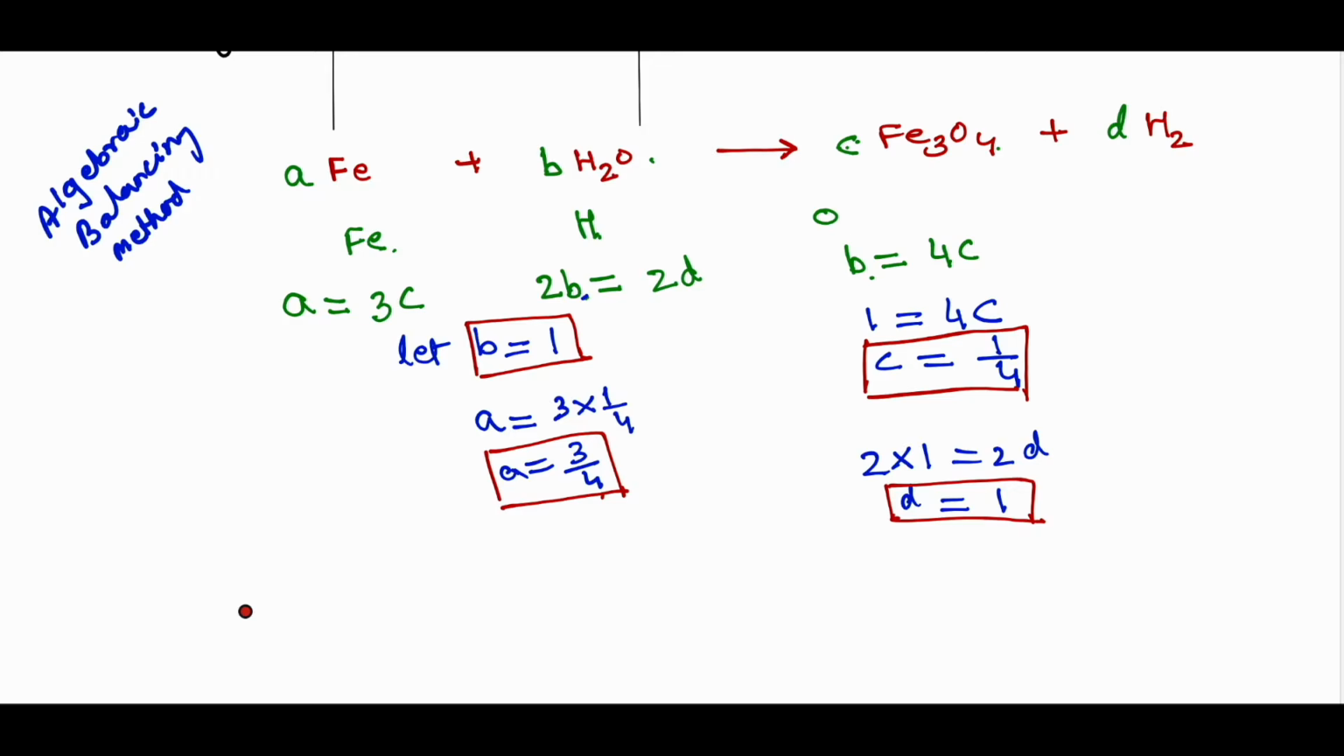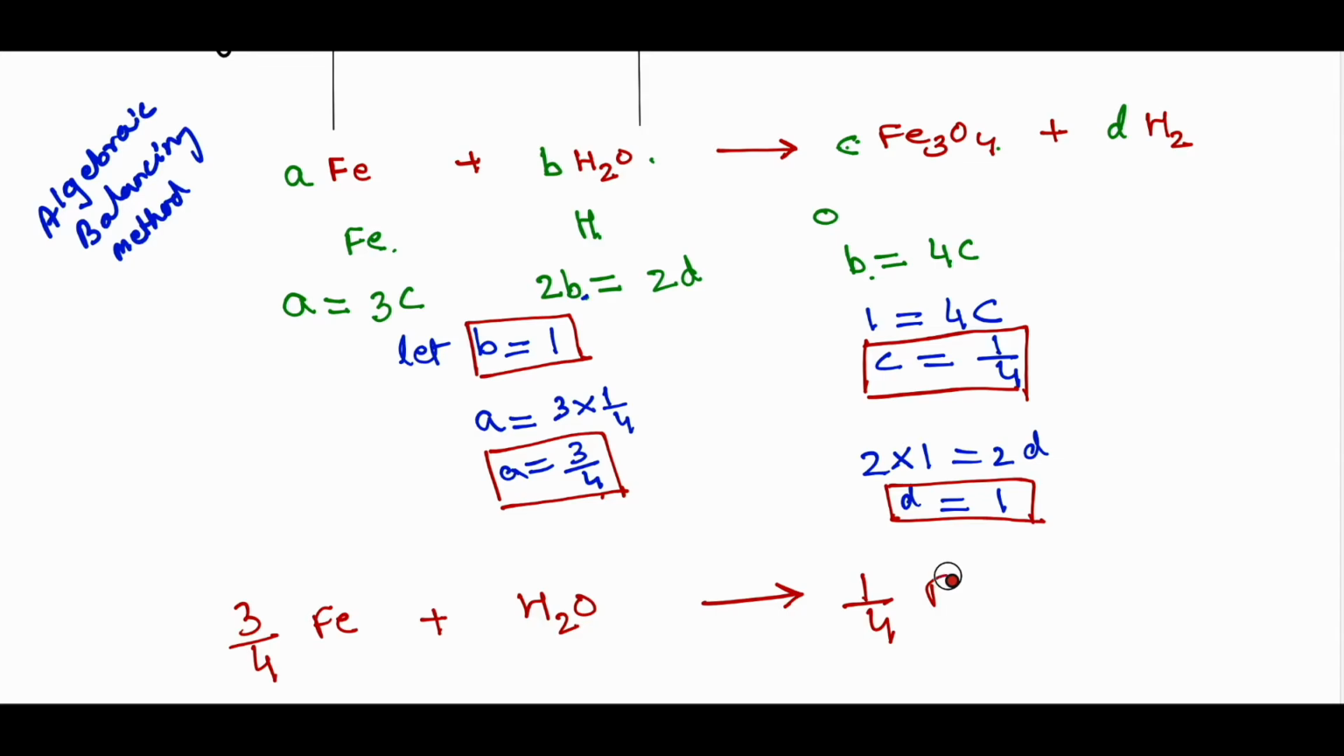You will get 3 by 4 Fe plus, B is 1, so 1 H2O gives, then C is 1 by 4.